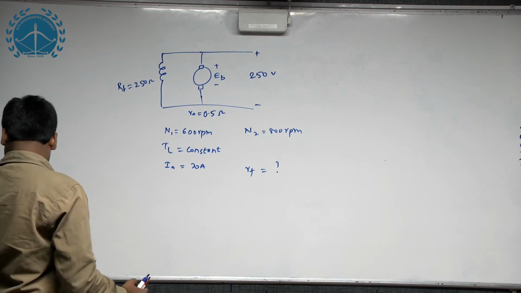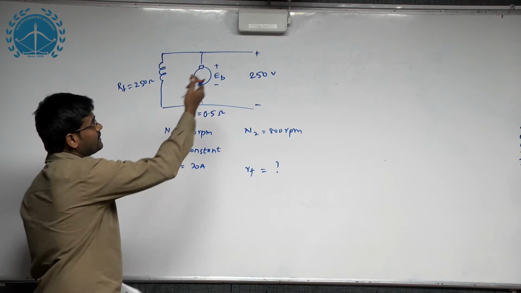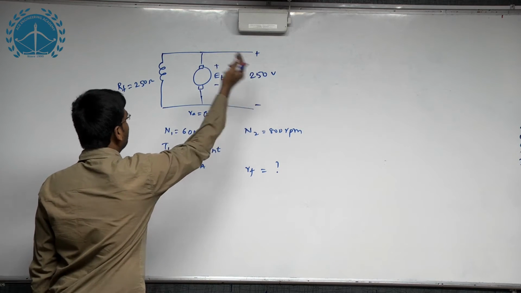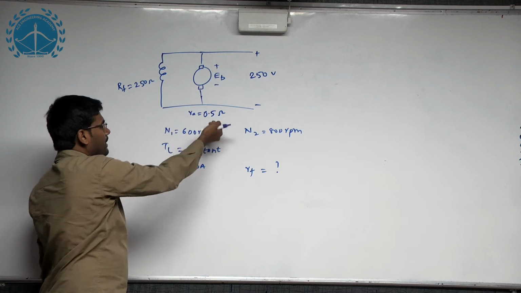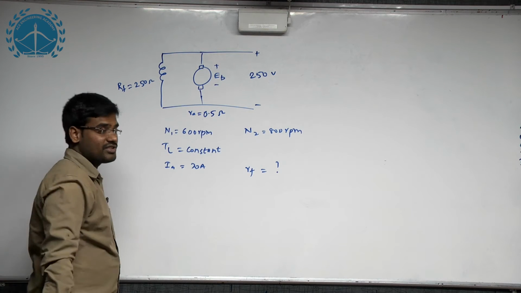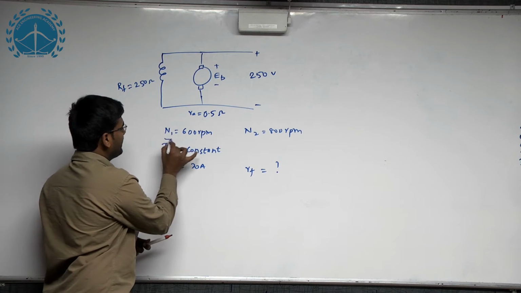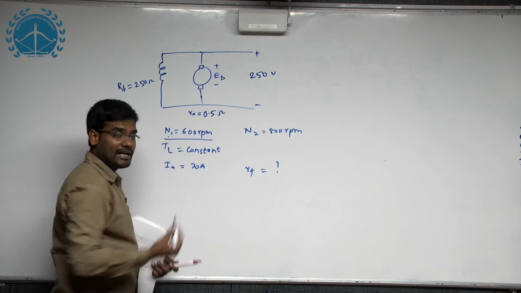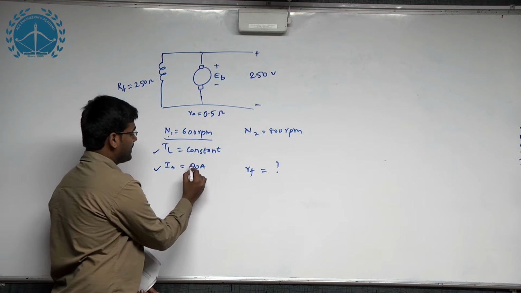In the given question, a DC shunt motor is given with parameters: applied voltage is 250 volts, shunt field resistance of 250 ohms, and armature resistance of 0.5 ohms. It is given that initially the motor is operating at N1 equal to 600 rpm with a constant torque and with an armature current of 20 amperes.